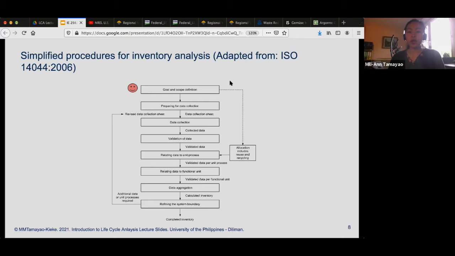Here, you can see an alternate route if there is any allocation that is needed, and if you have to include reuse and recycling. Before you relate the data to the unit process, you have to take that into consideration. And then if you have to refine the system boundary or make any changes in terms of the scope of your analysis, you also have to revise your data collection sheet and proceed again through the different steps.